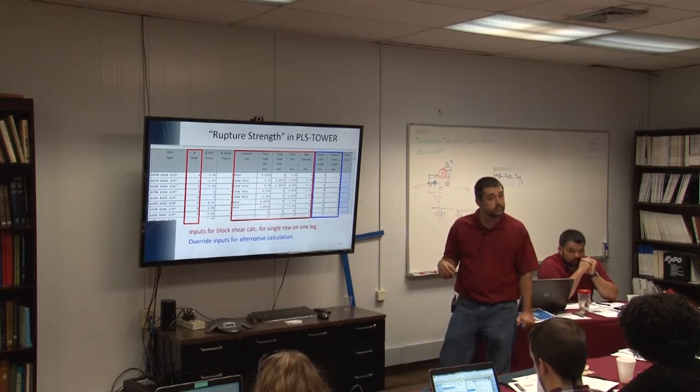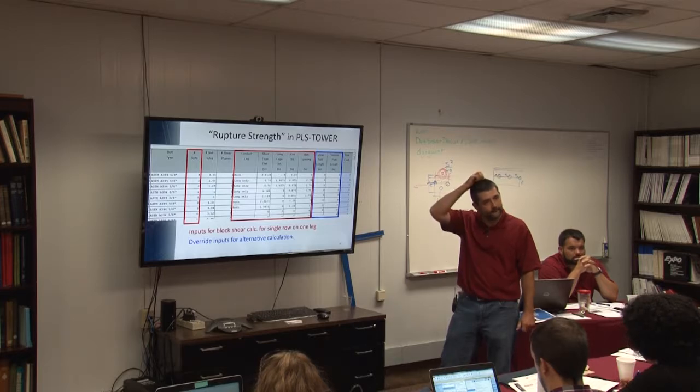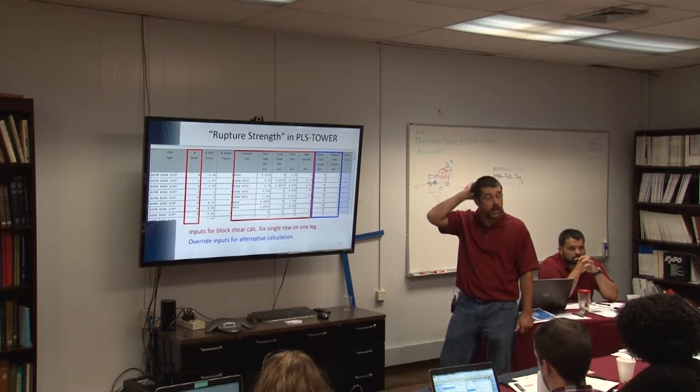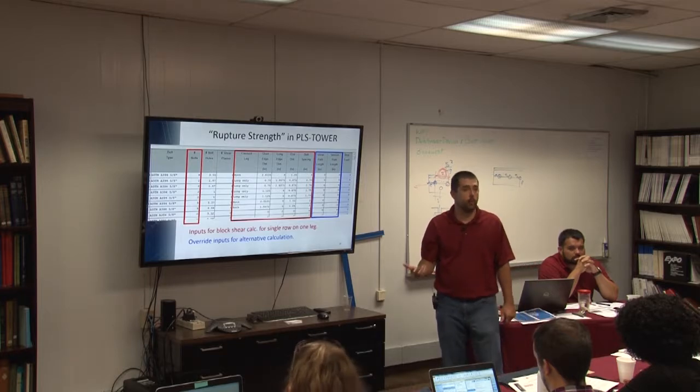I'm struggling with the fact that there are these three different failures that can occur, and it's hard to believe that all three of them could possibly occur. It seems like one of them is always going to be the controlling failure. And it depends on bolt pattern.